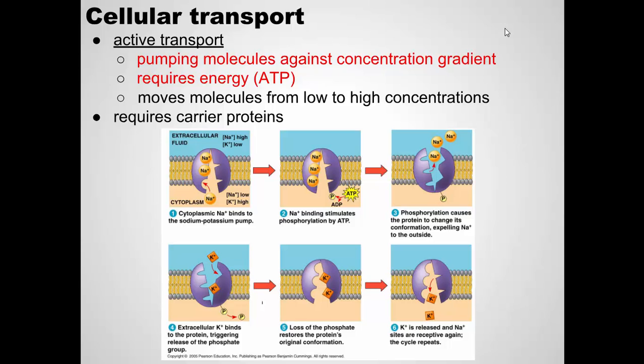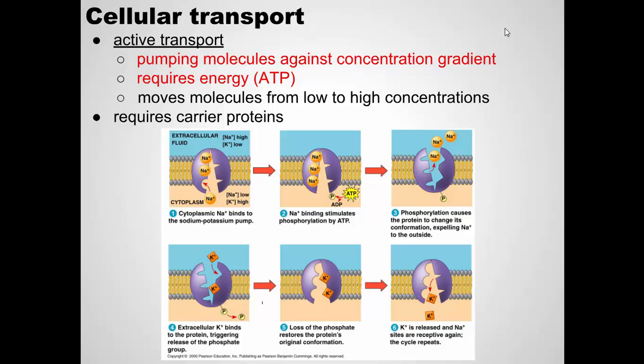Active transport also requires special proteins. It requires ATP. So let's look at this example. This is the sodium-potassium pump. This is a really important protein found in cell membranes. Really important in nerve cells, neurons. They use this to generate nerve impulses, an electrical signal that travels down the neuron.